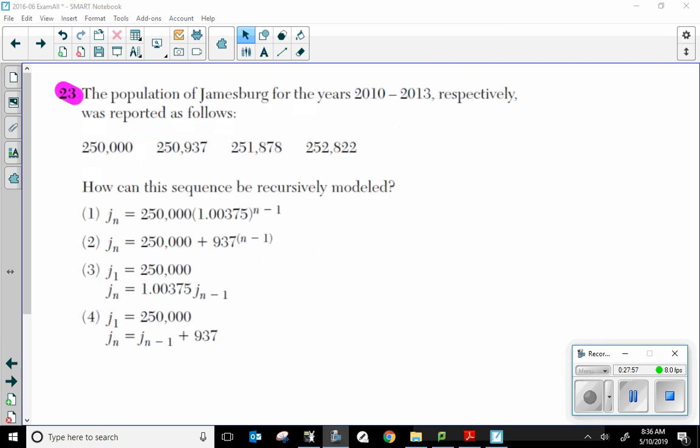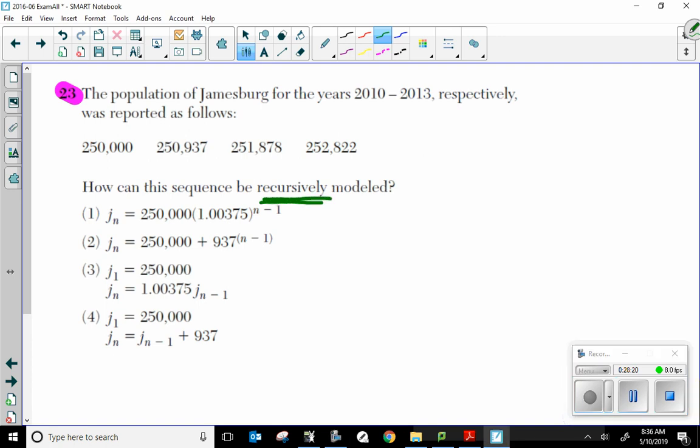I love these problems. Number 23. Love it. The population of Jamesburg for the years 2010 through 2013, respectively, were reported as follows: 250,000, 250,937, 251,878, and 252,822. How can this sequence be recursively modeled?